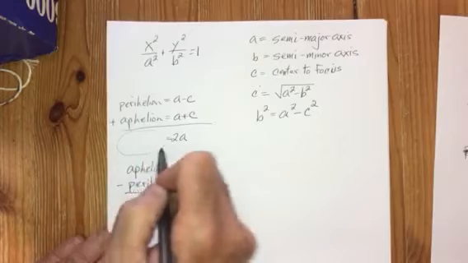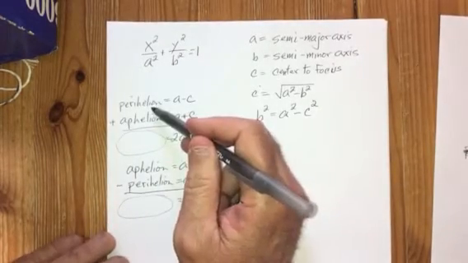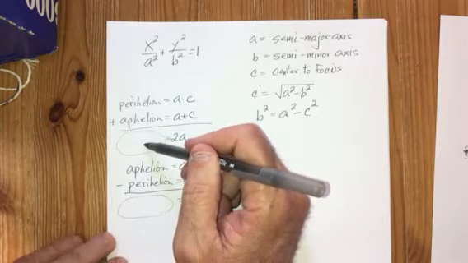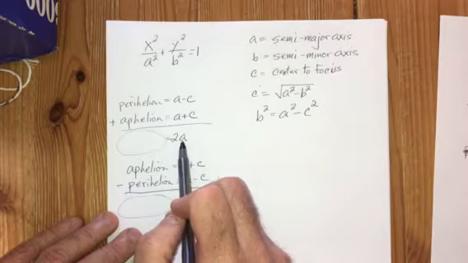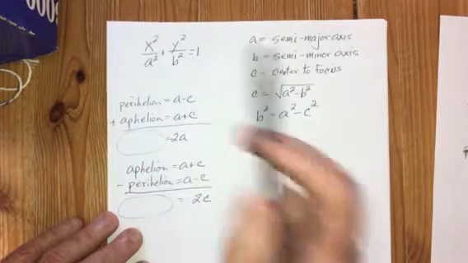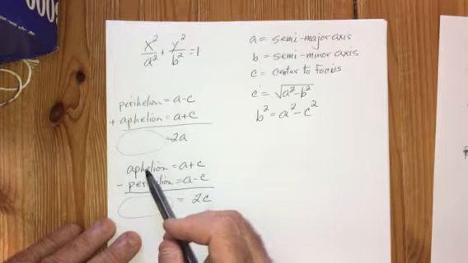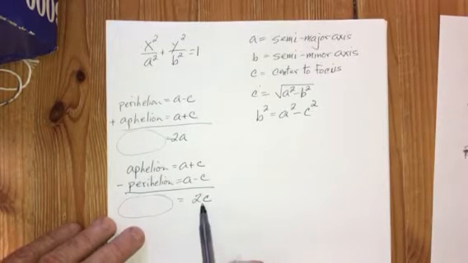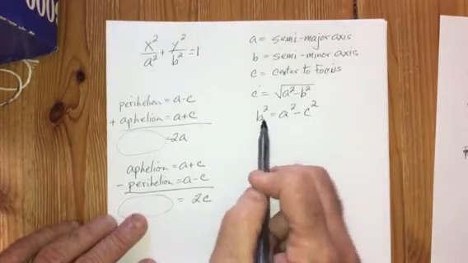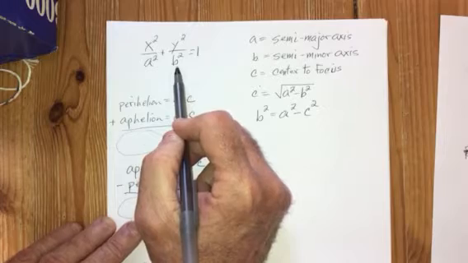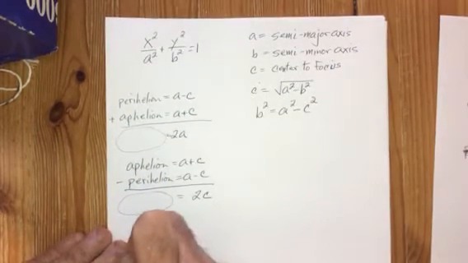So we want to get these numbers. We're going to add the perihelion distance and the aphelion distance to get this number, and then divide by 2, which will give us the semi-major axis, which we need for our equation. And then we're going to subtract the perihelion distance from the aphelion distance, and that's going to give us 2c, the distance between the foci, which we need to calculate b squared, which we also need for our equation.